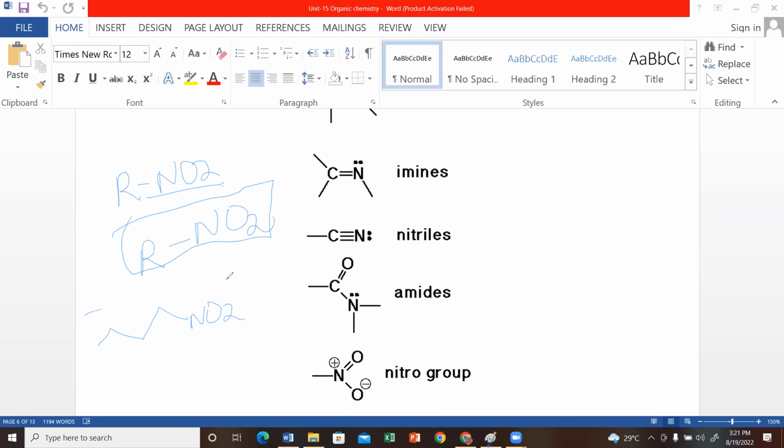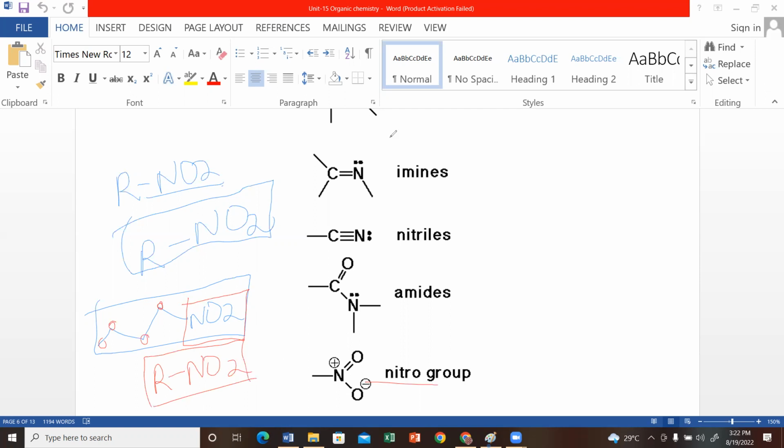Now in this example, if I am looking for the functional group, I want to identify what functional group is there. So first of all, I would look for the heteroatom. The heteroatoms are nitrogen and oxygen. And this one is a 1, 2, 3 and 4 member carbon chain. So the general formula I'm going to write is RNO2. And wherever there is an RNO2, it would be a nitro group.